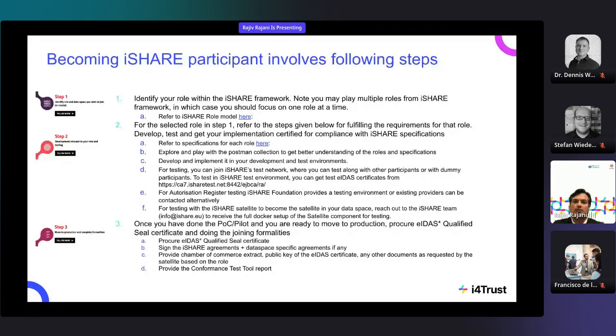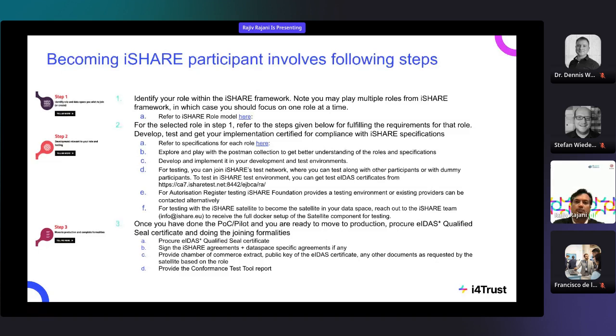On the screen now you see on a high level the steps, basically the three-step guide to becoming an iShare participant and utilize all the benefits that the iShare framework provides. And step one is basically you identify your role within the framework. As I explained, you may be playing multiple roles in different use cases, but when you are implementing a use case, then you are usually focused on one role, and you should focus on one role at a time to avoid any confusion because of conflicting or overlapping requirements for certain roles, right?